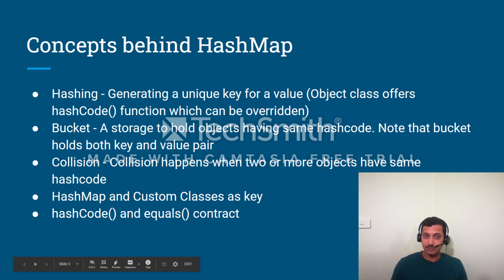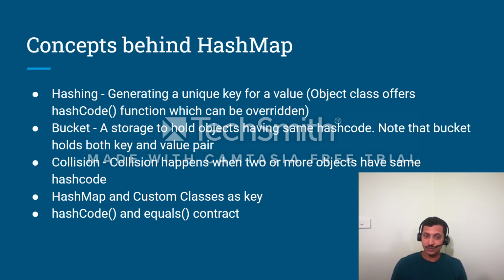Let's understand some of the concept behind HashMap. Hashing is the core concept behind the HashMaps. So it is a way to generate unique key for a given object. Java object class offers us hashcode method which takes this responsibility of generating the unique key. So we can override it to provide our own implementation.